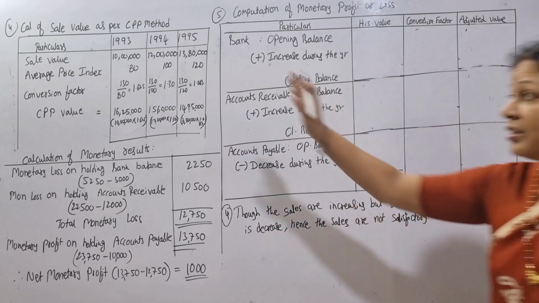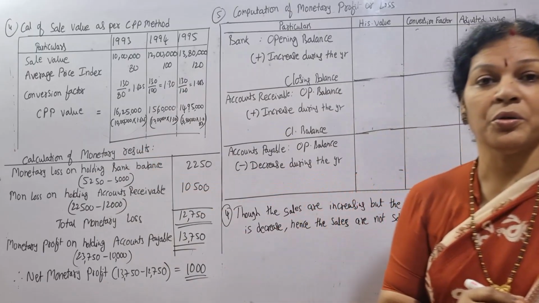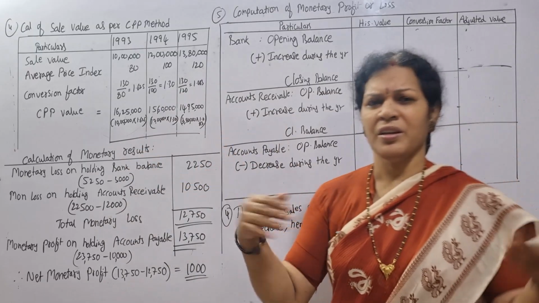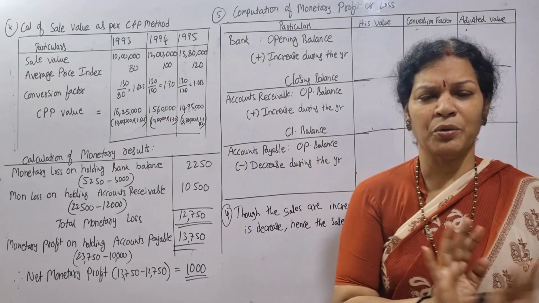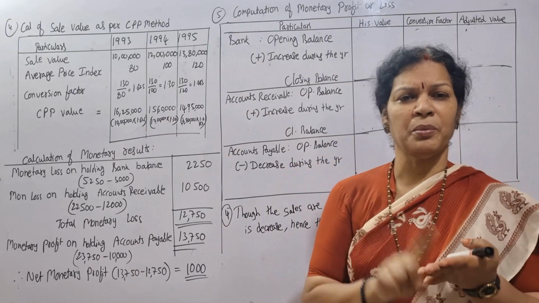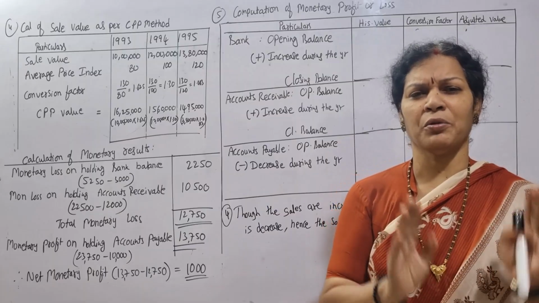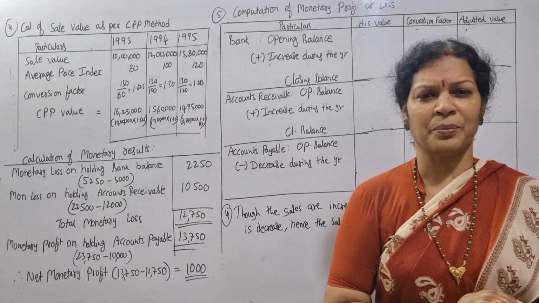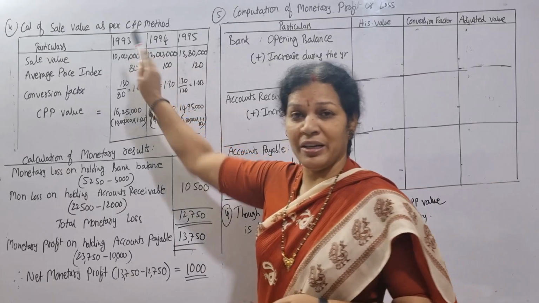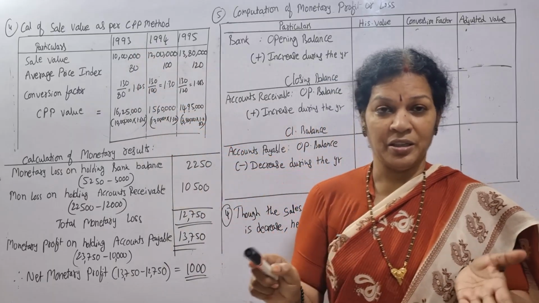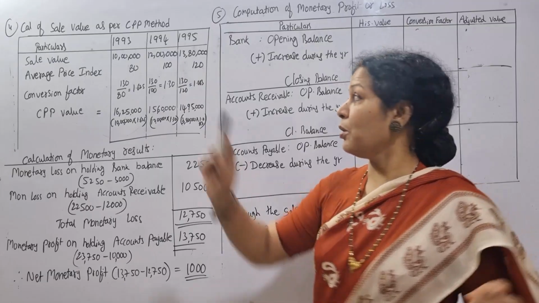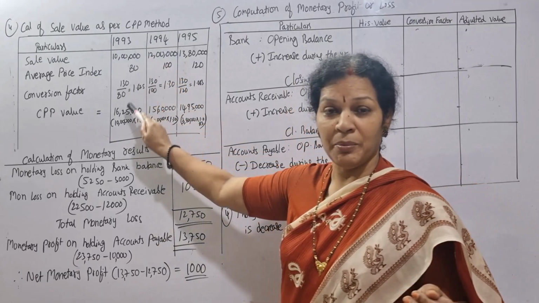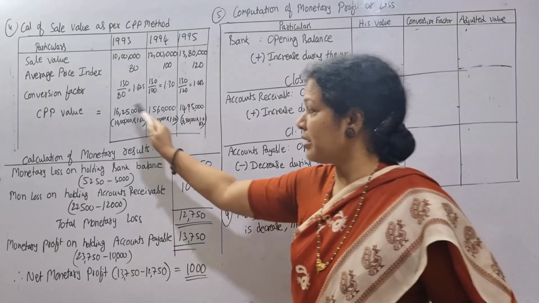Am I clear? This is one way I have shown you how to calculate the CPP year wise. If you want, you can go for the original method as I have shown you in problem number 1, 2, 3 in the same fashion also. 3 years you can calculate it separately. For example, for 1993 CPP value is equal to 10 lakh into 130 by 80. Directly you can do. So you will get the same answer.